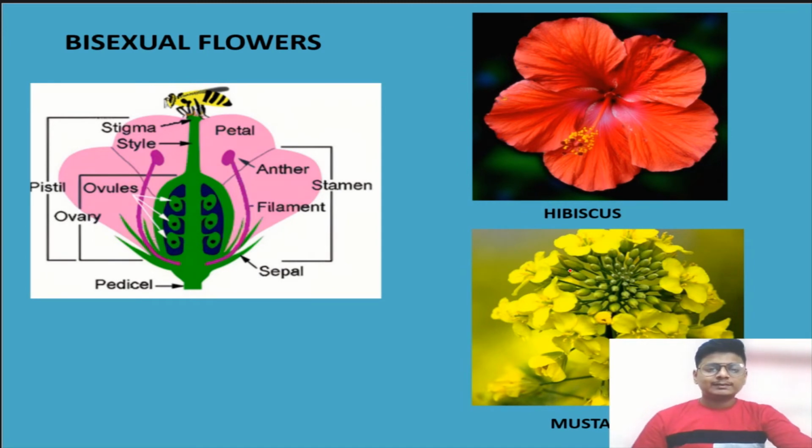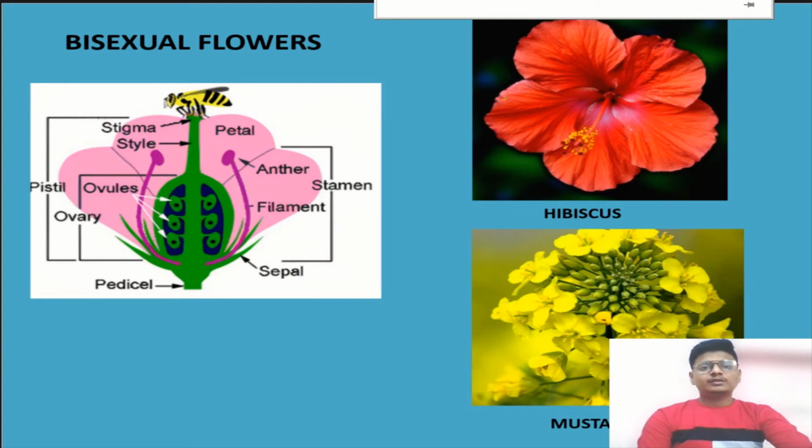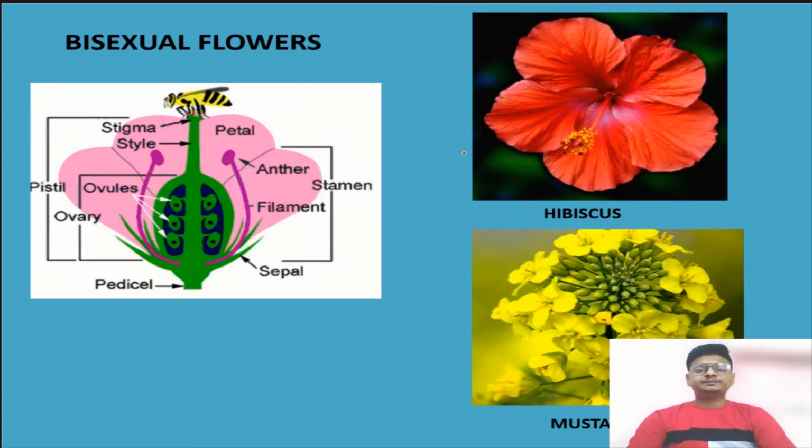The examples are hibiscus and mustard, and the pollination will be occurring very fast. It will be between the same flower. Okay, it can be in a different flower also, it can be in the same flower also, because it is bisexual in nature. The same pollen grain of the same flower may stick to the stigma and the fertilization can take place over there. Okay students, everyone is clear till now?